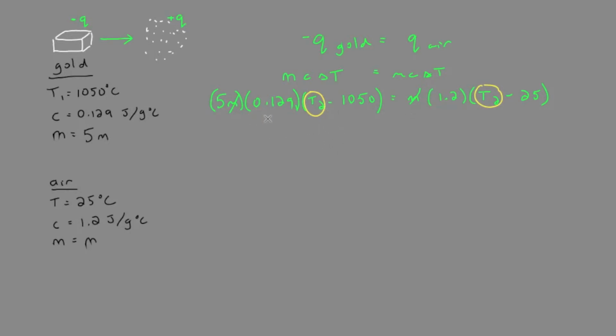Rearranging for T2, we can distribute, multiply this in and distribute, giving us collecting like terms and isolating for T2. Now we have, dividing both sides, we have T2 equals 422.07 degrees C. And in Kelvin, this would be equal to 695.07 Kelvin.